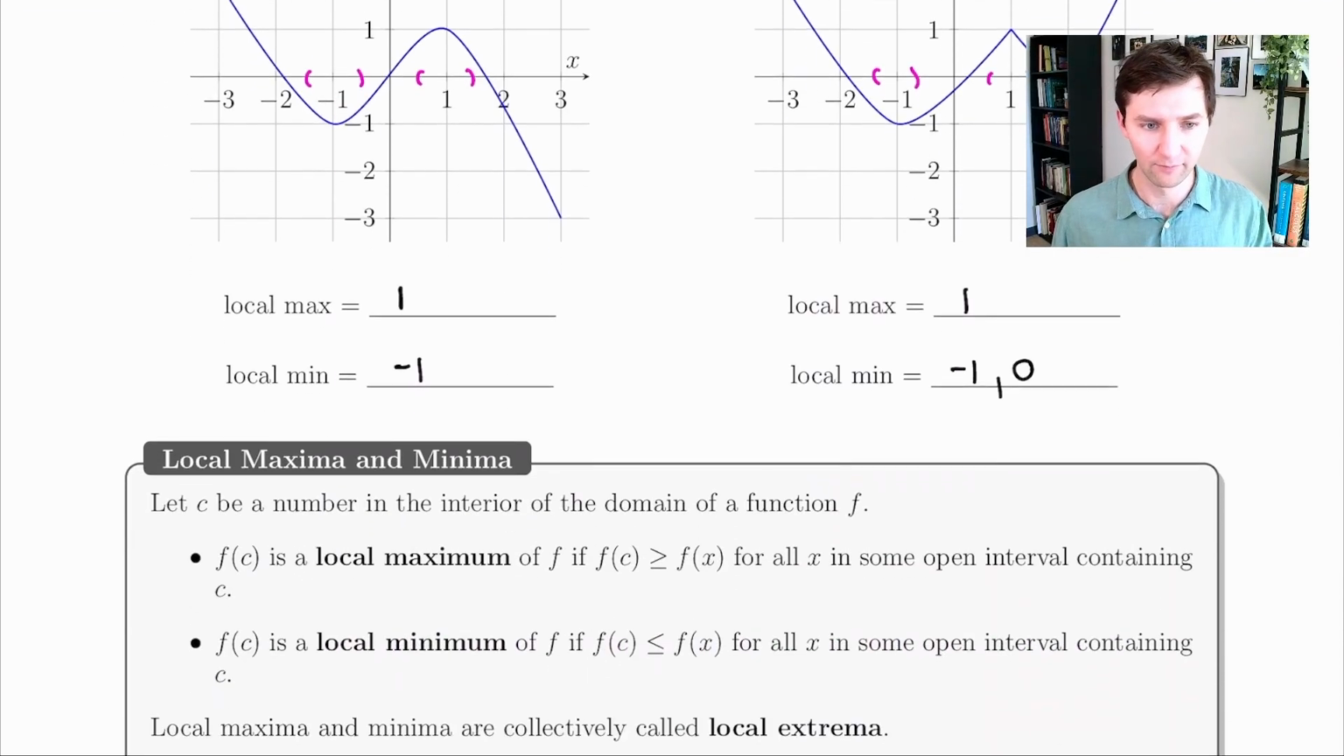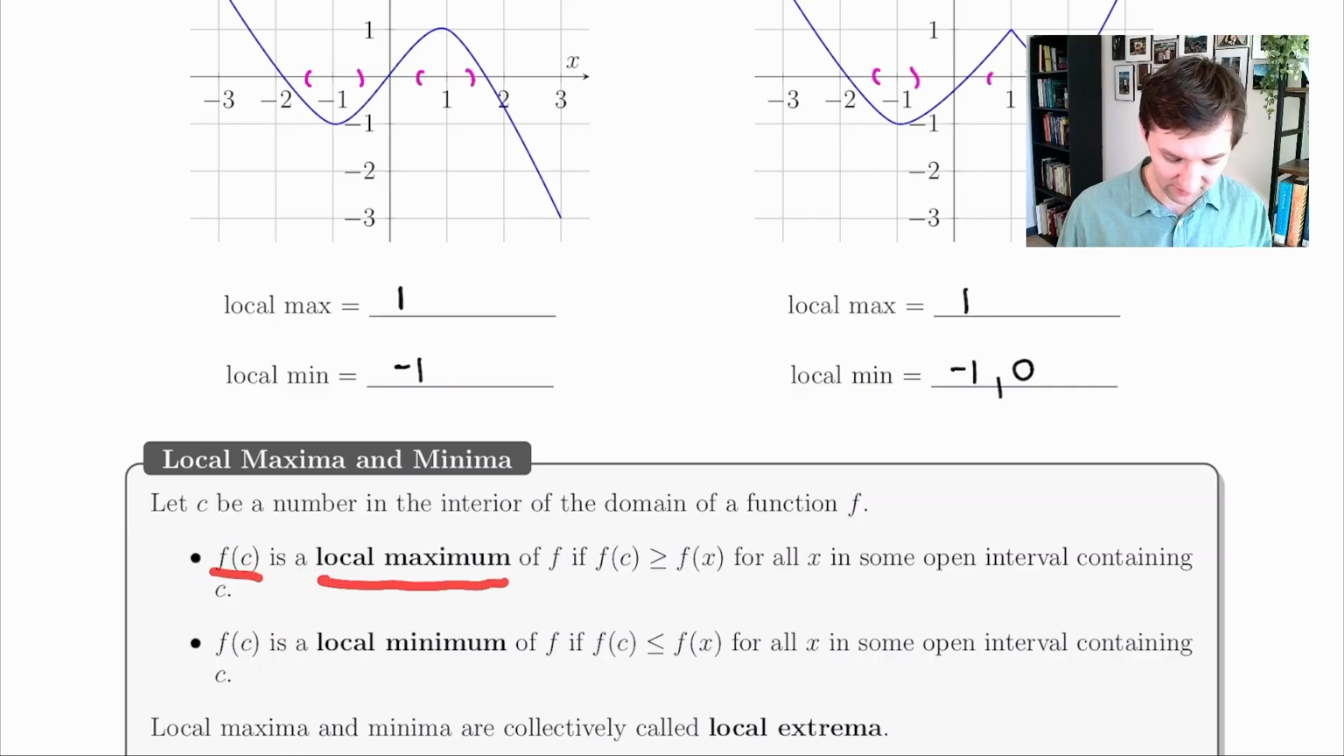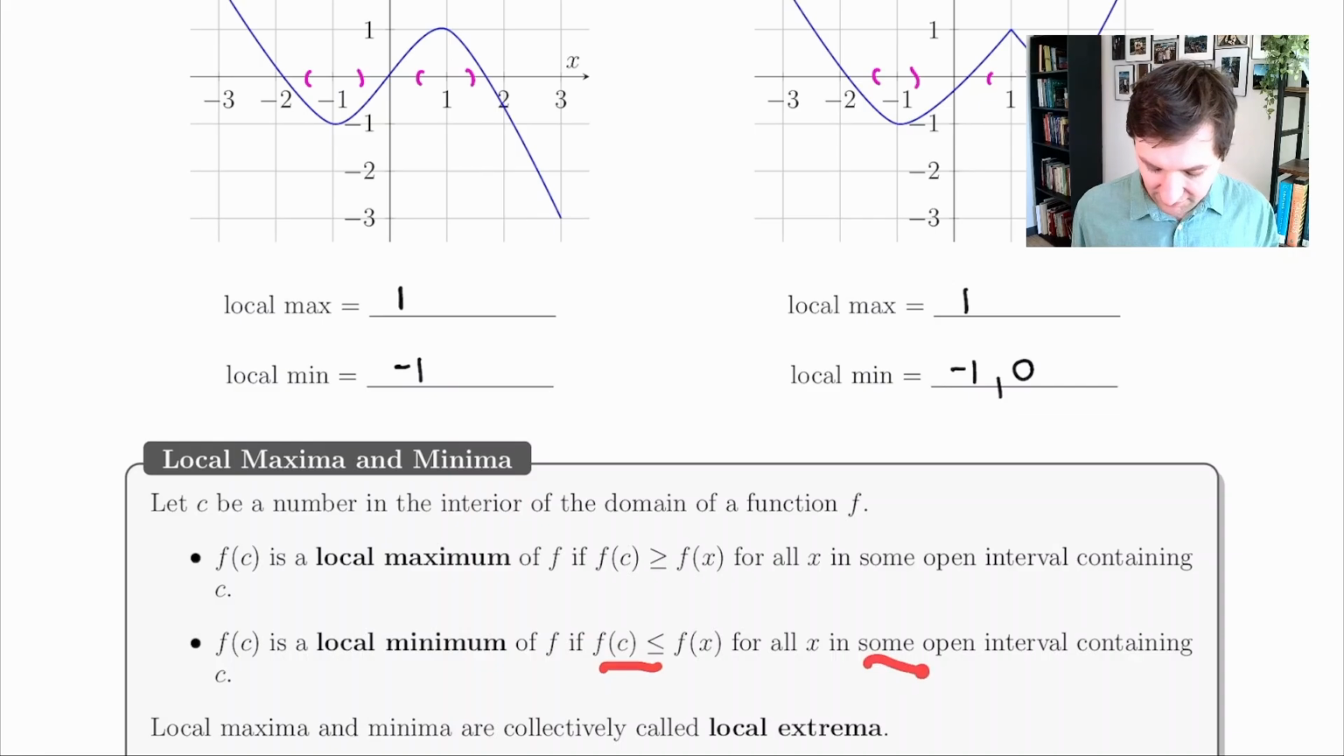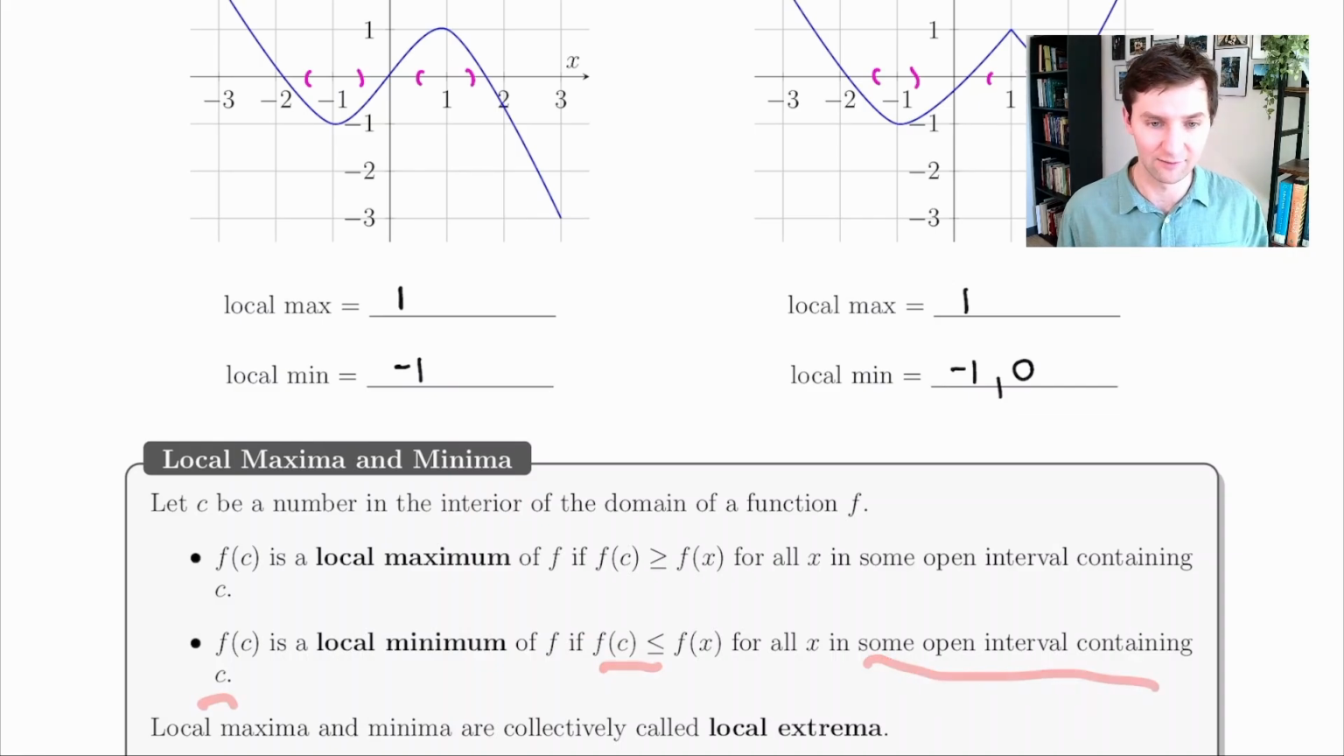More formally, if you have a number c in the interior of the domain of the function f, then the value of the function is a local maximum if it is the highest or the largest value on some open interval containing c. And it's called a local minimum if it is the smallest value in some open interval containing c.